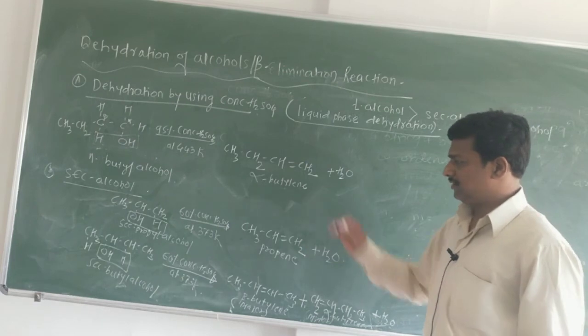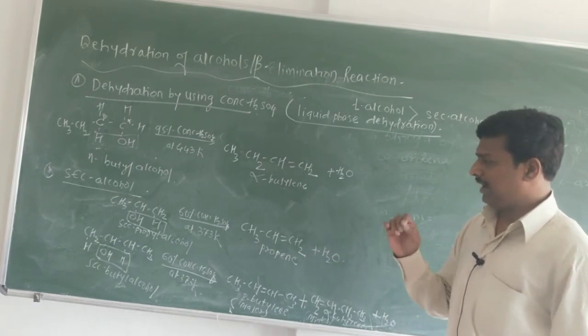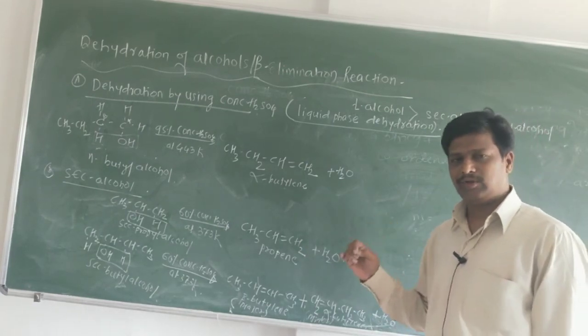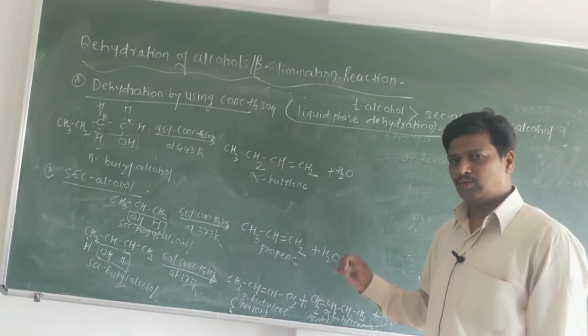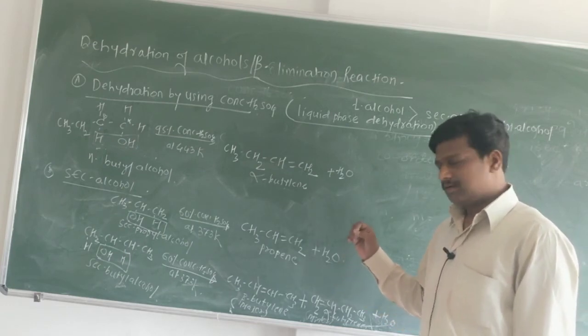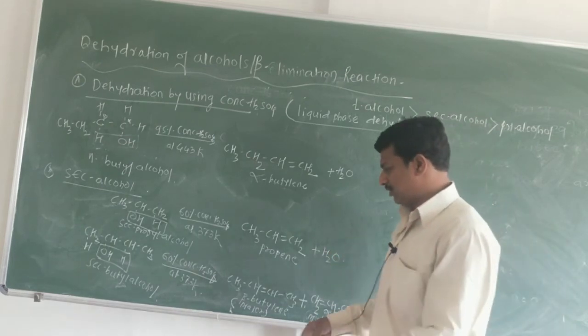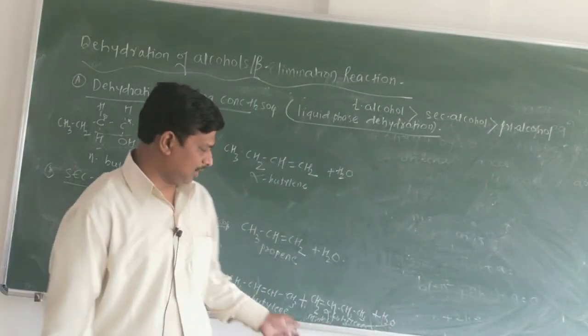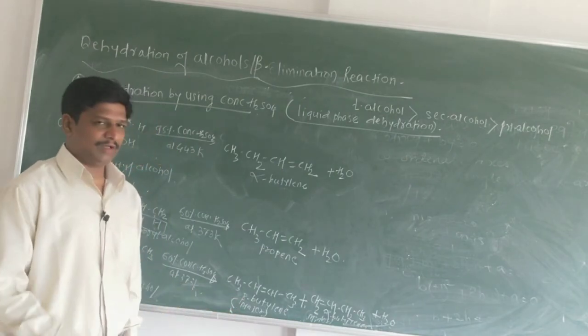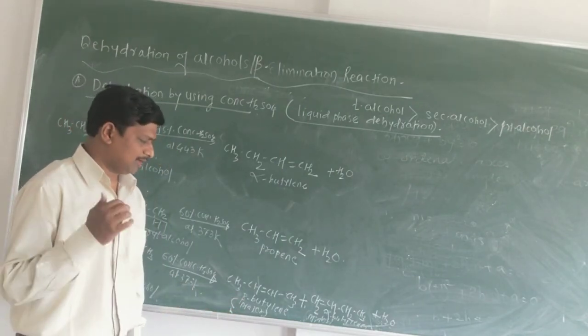Now suppose this reaction is given. The dehydration of secondary butyl alcohol takes place to form the dash major product or dash minor product. In the answer, beta butylene is the major product and alpha butylene is the minor product.